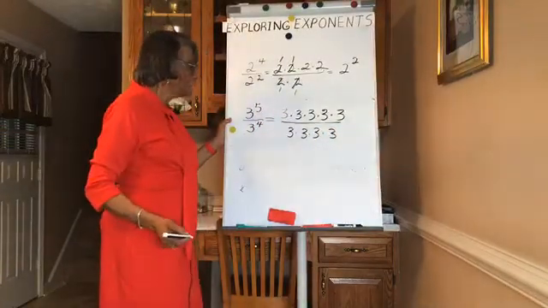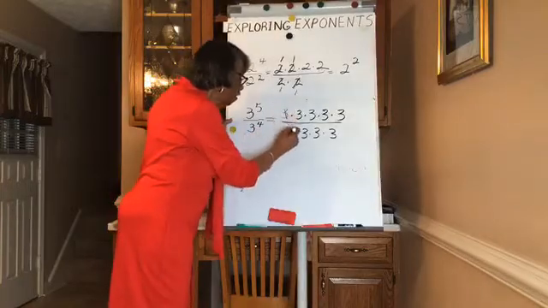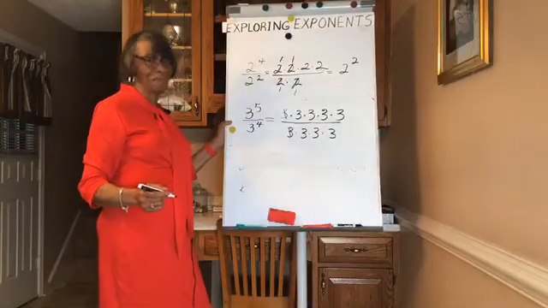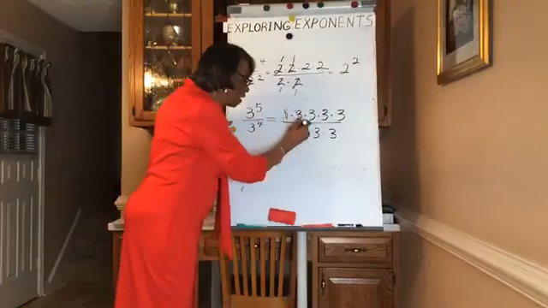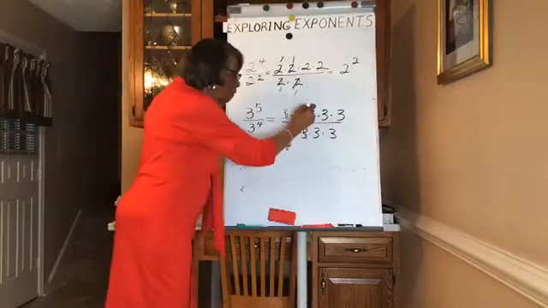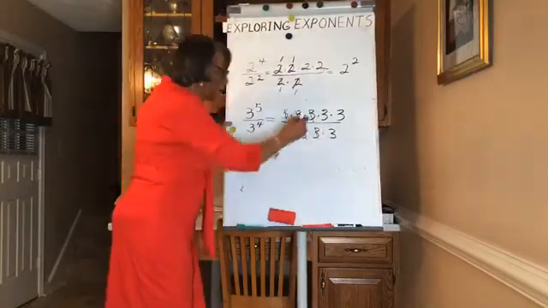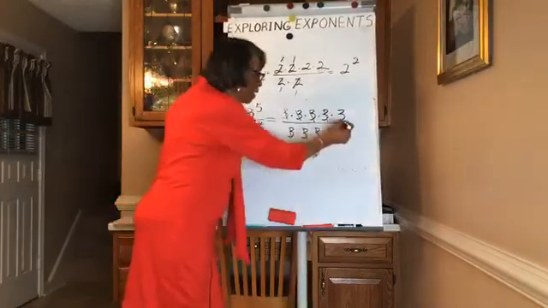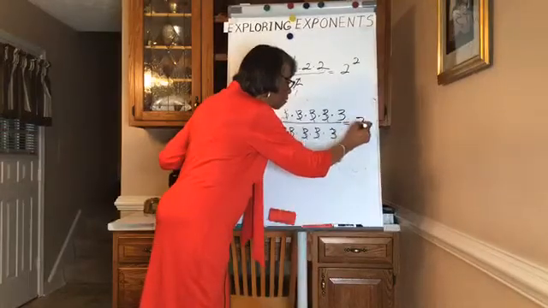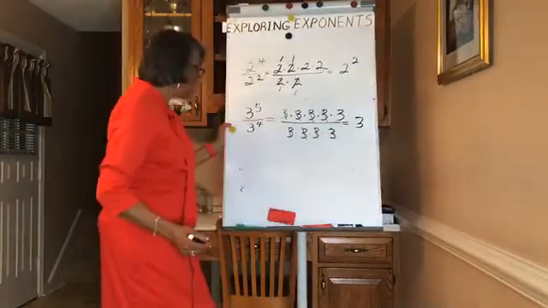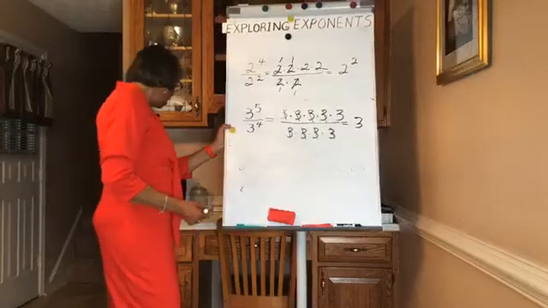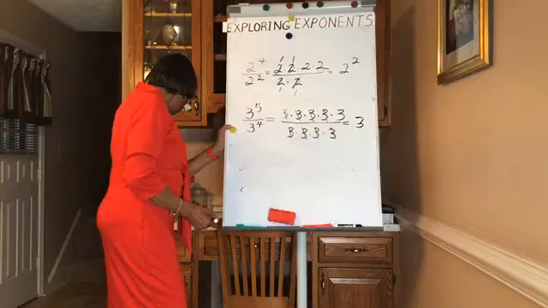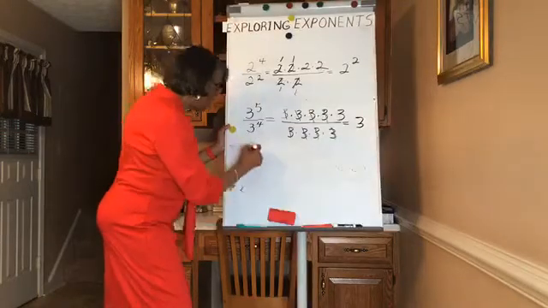Okay, let's do our cancellation. 3 divided by 3, these 3's cancel, and I don't even like to say cancel out. These 3's cancel, they cancel, okay, they cancel, and they cancel. So what is the answer? Just plain 3. 3 to the first power. How many of you are beginning to see something? Okay, let's do a different type.